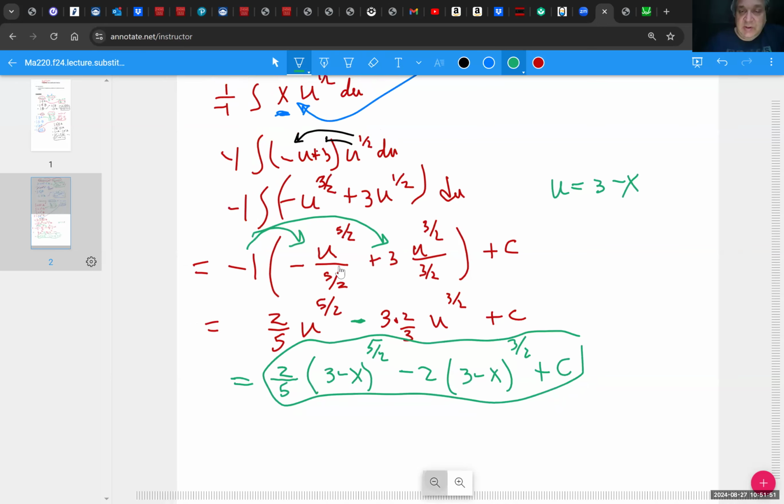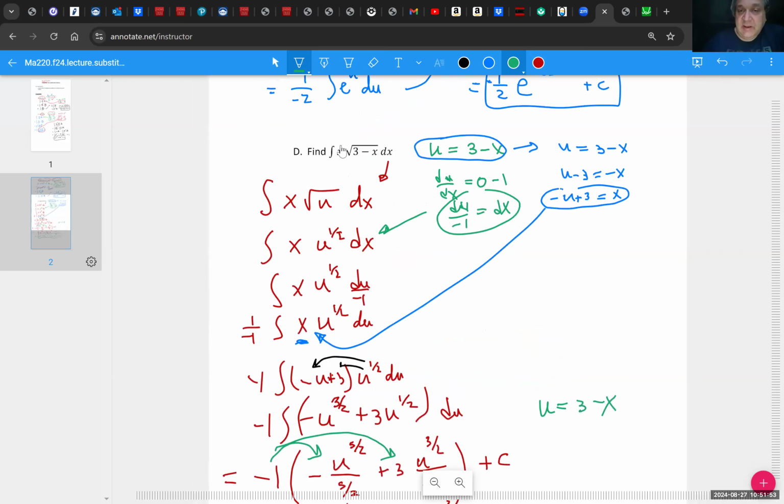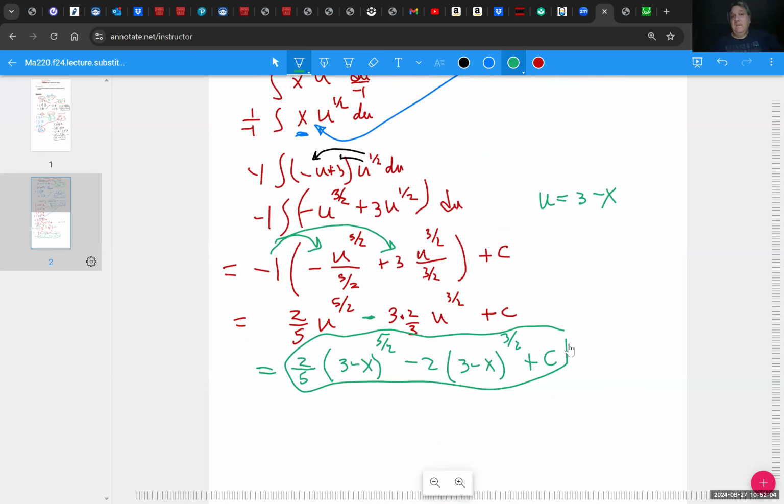Its answer is pretty complicated. The question didn't look that complicated, but in order to do this, we had to use some very complicated algebra to substitute for u's and substitute for du's and substitute for x's, and we eventually got this answer at the end.